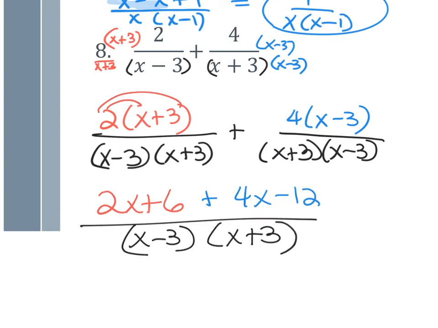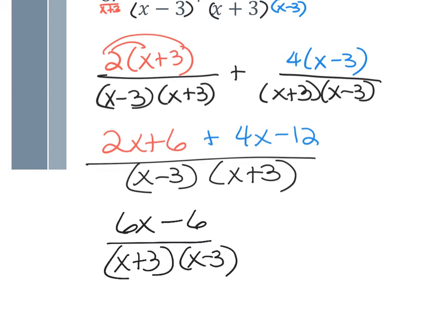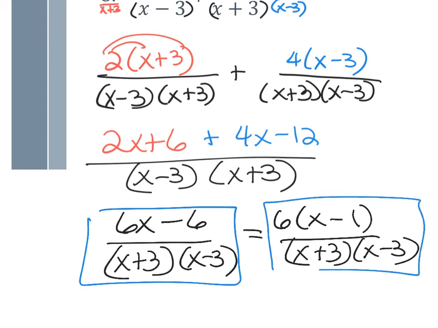I'm now going to add my like terms. 2x plus 4x is 6x, and 6 minus 12 is negative 6. X plus 3, x minus 3. Now, I'll go ahead and try to pull a GCF out of the top. It'll be a 6, but notice it doesn't do anything for me. I can't cancel anything, so you can leave your answer either way. So you can either leave it like this, because pulling the GCF didn't get me anything to cancel, or leave it like this. Either way.